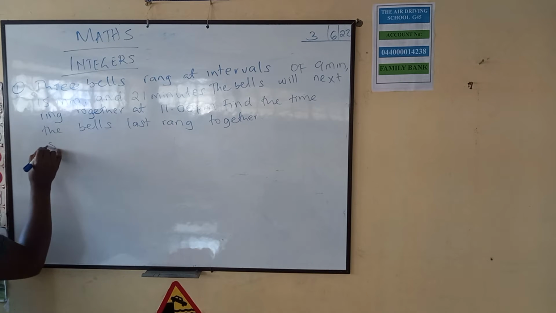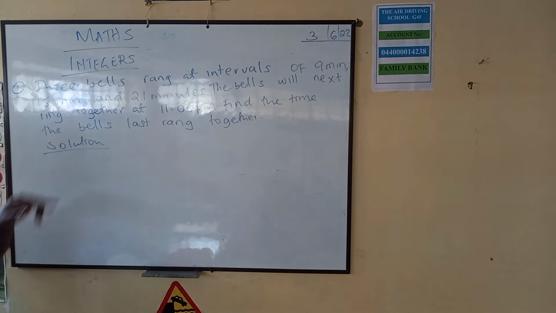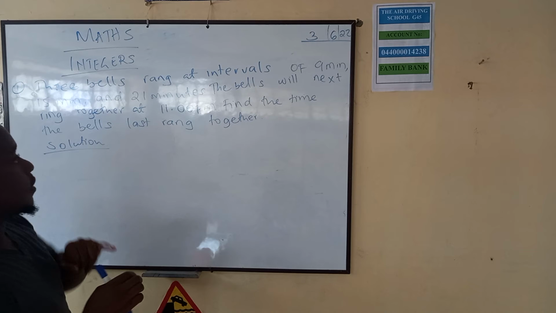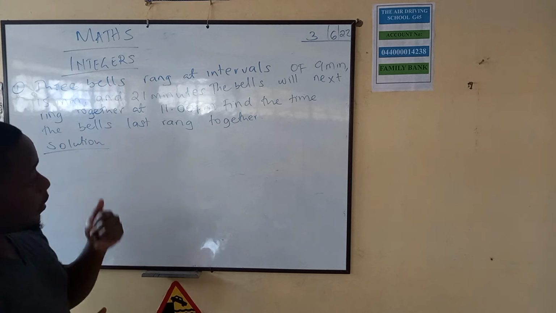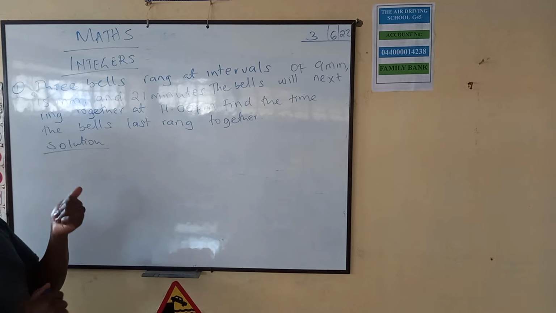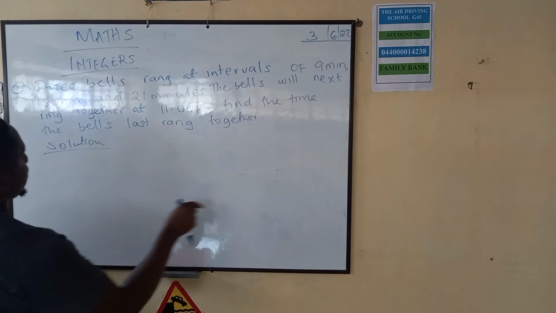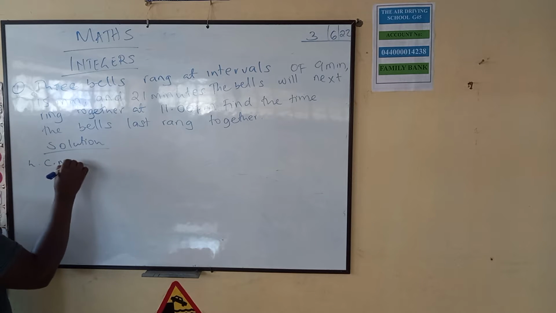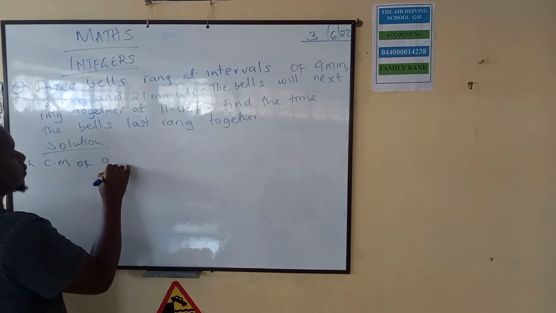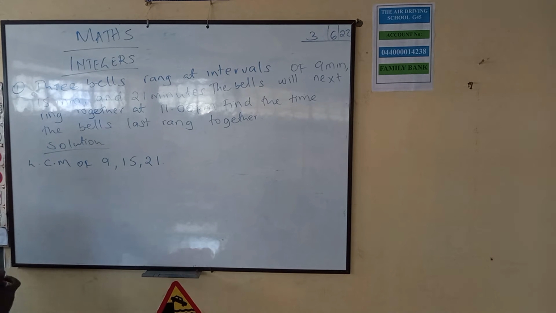Okay, now let's go straight to the solution. Before we start solving this question, let's analyze it first. We have three bells, ringing at intervals of 9 minutes, 15 minutes, and 21 minutes. The bells will next ring together at 11 p.m., but the question asks what time the bells last rang together. Here we're going to involve the LCM. We're going to find the LCM of 9, 15, and 21.